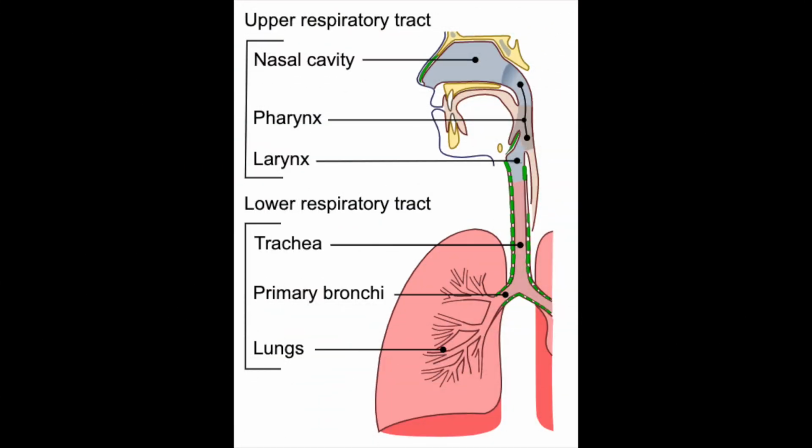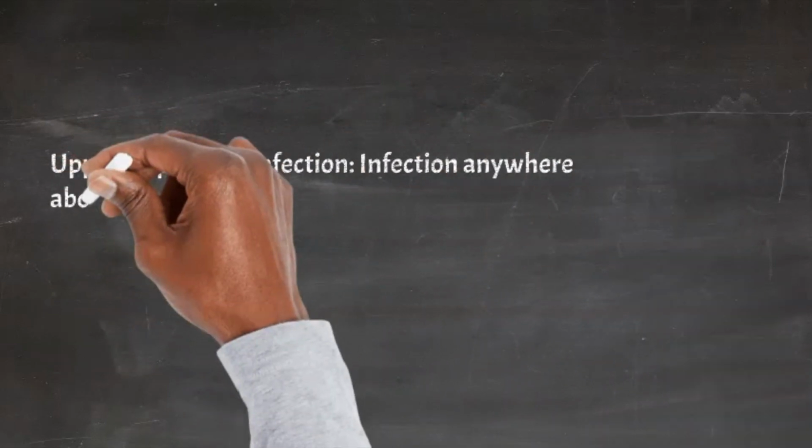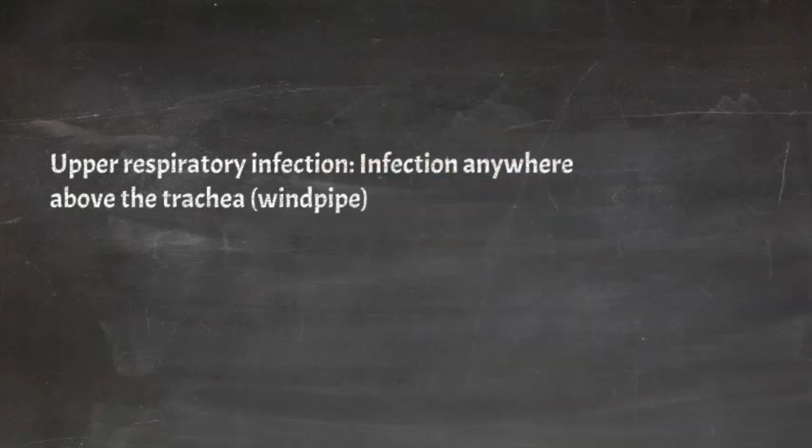The upper respiratory tract, also known as upper airways, consists of the nose, the mouth, the sinuses, the pharynx, which is the upper section of the throat, as well as the larynx, which is the voice box. Whereas the lower respiratory tract consists of the trachea, which is the windpipe, bronchial tubes, and the lungs. Therefore, upper respiratory tract infection refers to an infection of the respiratory airways anywhere above the trachea.